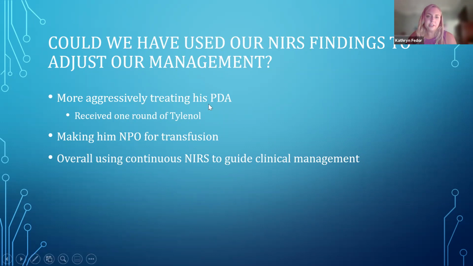So, you know, we asked ourselves these questions. Was his PDA playing more of a role? He did receive 1 round of Tylenol, but continued to have this seemingly hemodynamically insignificant PDA because it wasn't truly affecting his clinical status, but maybe NIRS was trying to tell us that it was. Could making him NPO for transfusion, and then overall just using continuous NIRS from the start on him, have helped us to adjust our care for this baby?